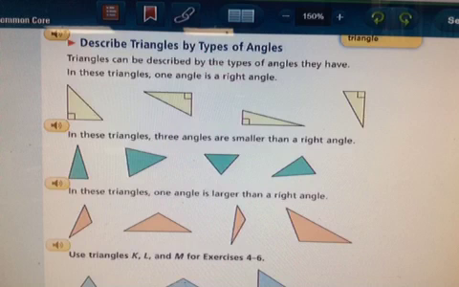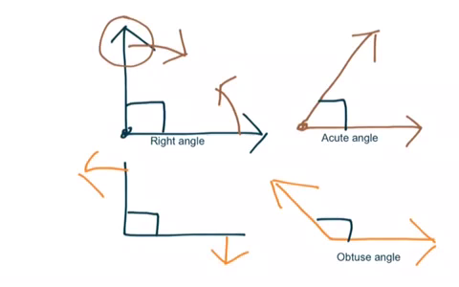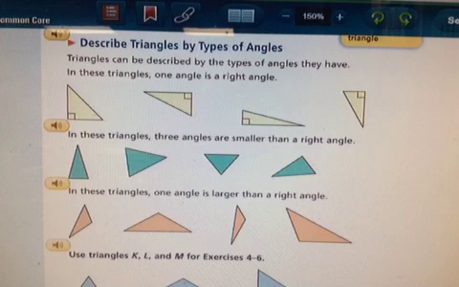Now, if you turn your page, you will see this on page 298. So now what we're going to do is describe triangles by types of angles. We just learned about angles. We learned about right angles, acute angles, and obtuse angles. So now we're going to look at triangles. Triangles can be described by these types of angles that we have.